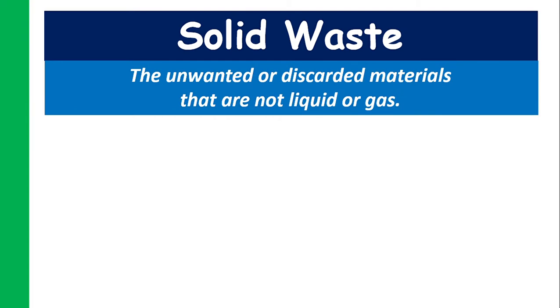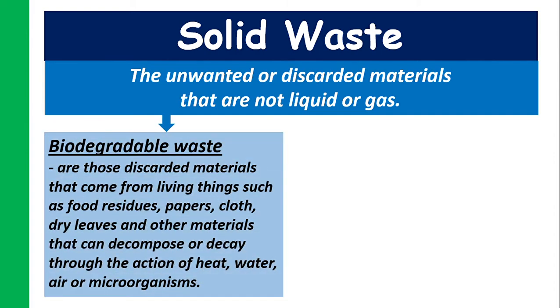The unwanted or discarded materials that are not liquid or gas are called solid waste. Solid waste may be classified as biodegradable or non-biodegradable waste. Biodegradable wastes are those discarded materials that come from living things such as food residues, papers, cloth, dry leaves, and other materials that can decompose or decay through the action of heat, water, air, or microorganisms.